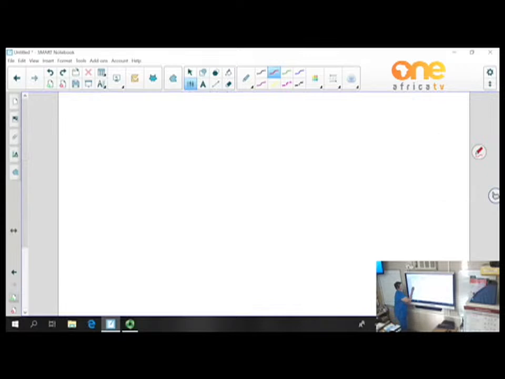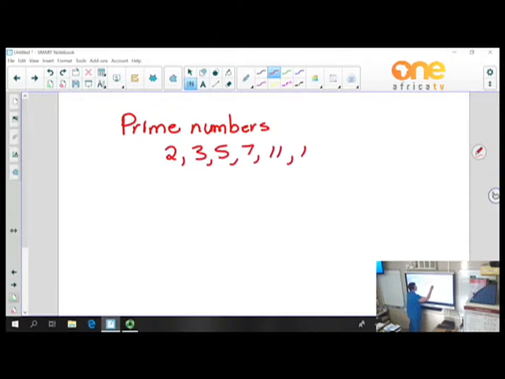Then the next important thing that we should look at is prime numbers. Prime numbers are numbers which have only two factors, one and itself. The set here is 2, 3, 5, 7, 11, 13, 17, 19. They are all examples of prime numbers. You only have two factors. One is not prime and 2 is your only even prime number.